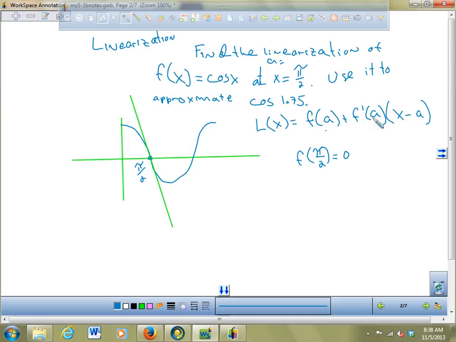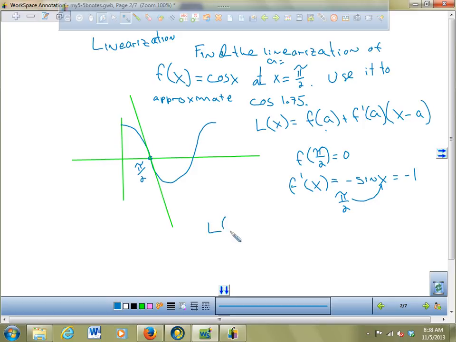And then I need to find f prime of a. f prime of x is equal to the derivative of cosine of x. So what's the derivative of cosine of x? Negative sine of x. And then I am going to plug in pi over 2 in there. So f prime of a is negative sine of pi over 2. What's sine of pi over 2? 1. And so that becomes negative 1. So that is this value right here, negative 1, and a is just pi over 2.